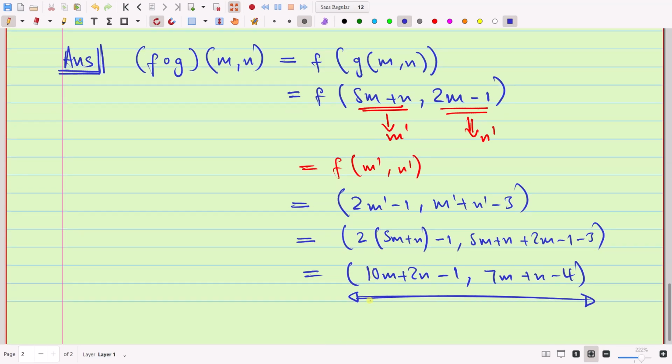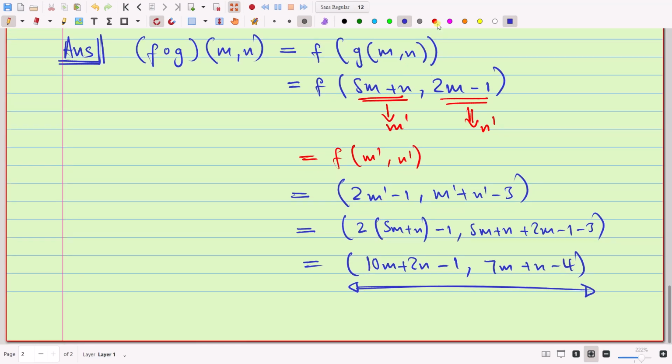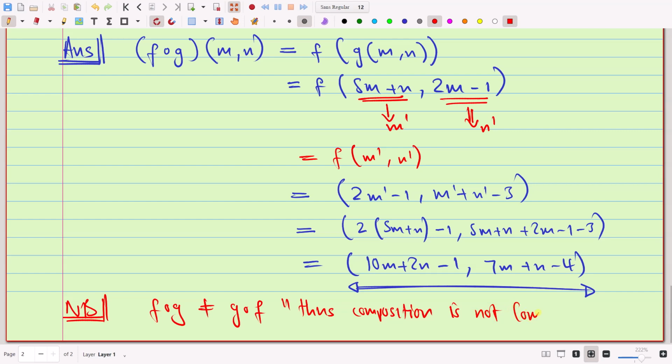You can do the same thing for the reverse, and at the end of the day it will be clear that f o g is not equal to g o f. That is, composition is not commutative.